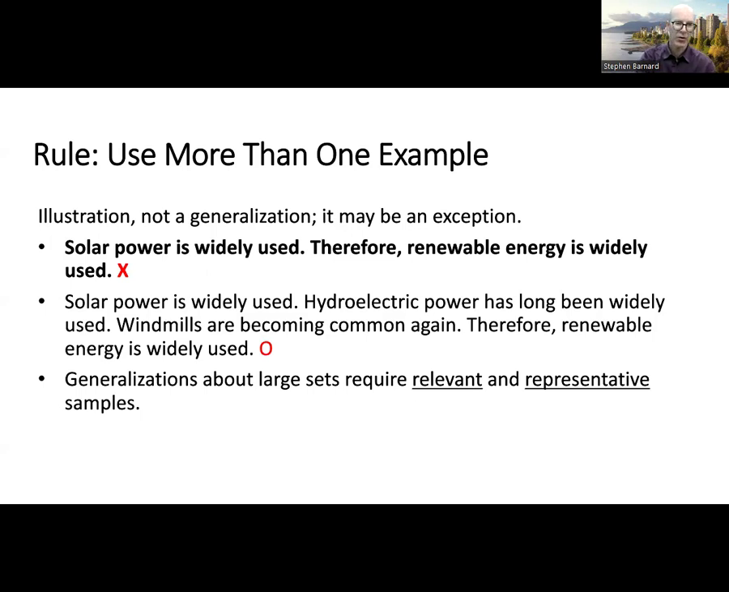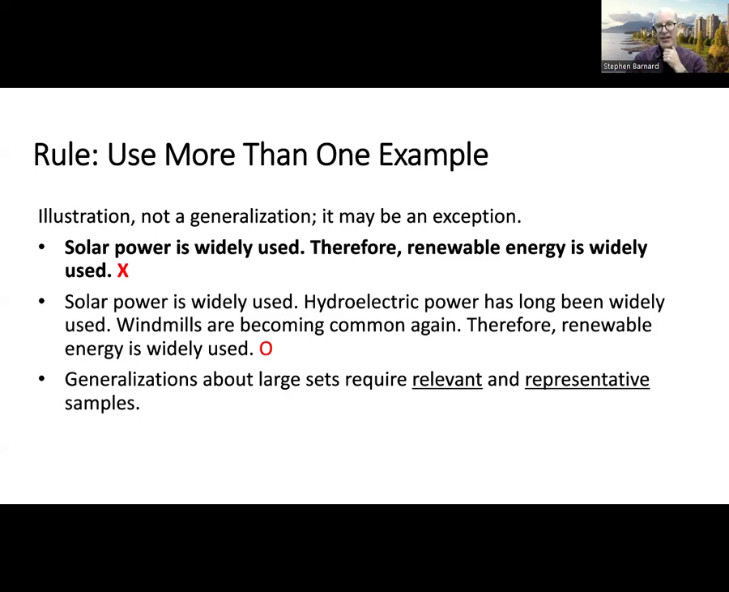Here's the case of solar power. If you say solar power is widely used, therefore renewable energy is widely used, you cannot extrapolate from the single example of solar power that renewable energy is widely used. You would need to have three different examples to try and prove your point. Solar power is widely used. Hydroelectric power has long been widely used, and even windmills are becoming common again. Therefore, renewable energy is widely used.